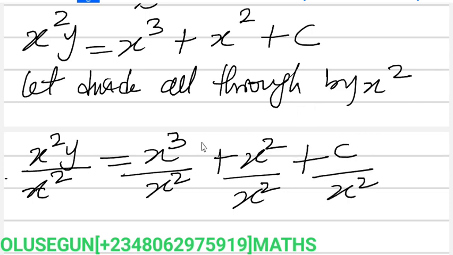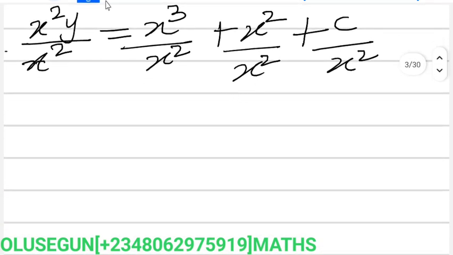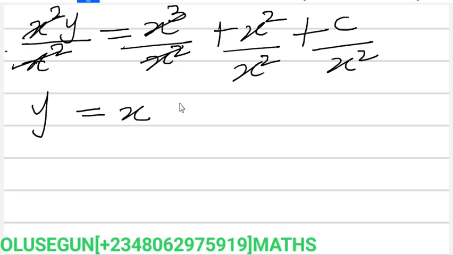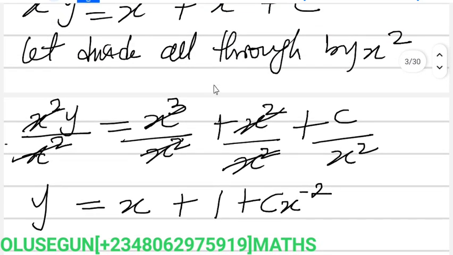Because we need the value of y, at this junction this cancels this, we have y is equal to, this cancels this to remain x, plus 1, plus c x raised to the power minus 2. So this is just the value of y that we were looking for. This is what we call a differential equation. So we use differential equation to find the value of y in this kind of question.